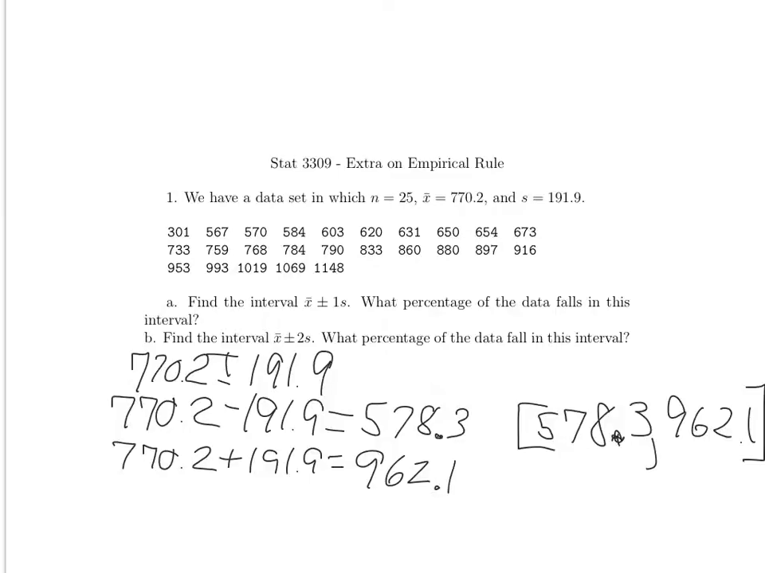Okay? So you're going to start counting at 578.3. You will not include any of these up to there. So you'll start counting here at 584. So you'll count the rest of the first row. You'll count all of the second row. You'll count the 953, and then you'll stop.